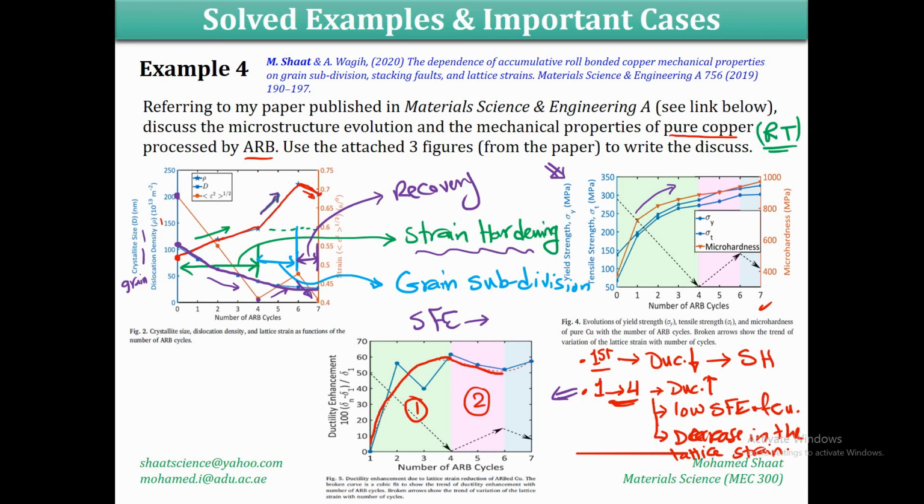We do have more dislocations, but they are not overlapping together. So that's why the lattice strain was decreasing, and on the other side, the ductility has been enhanced. But within the second region, the ductility has decreased.